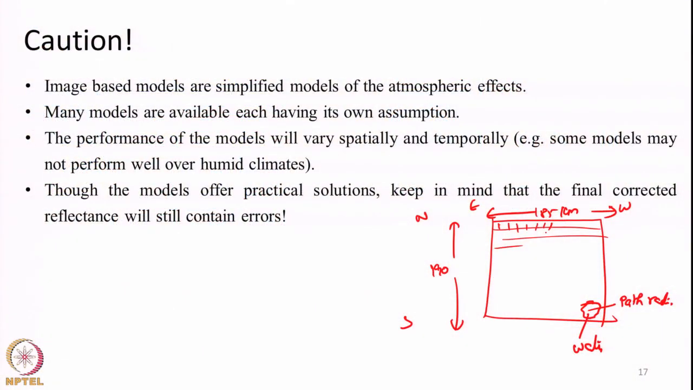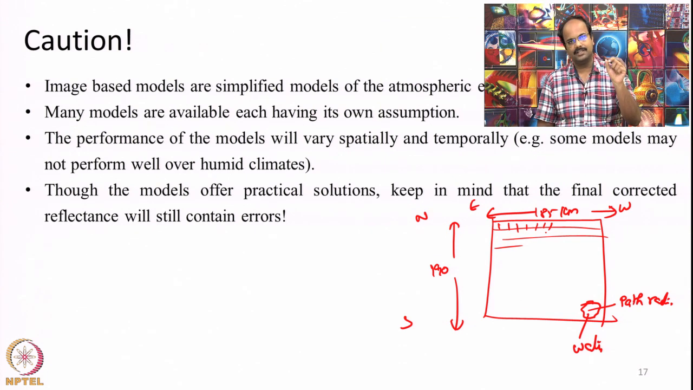And this method is also subjective. Subjective means it is the user who has to analyze the image, visually interpret it and pick out the pixels which will appear dark, which will have almost zero reflectance. We have to select such pixels. So if I do it, I may select one or two pixels. If someone else does it, they may select a different set of pixels where the radiance recorded will vary. So essentially this method is subjective.